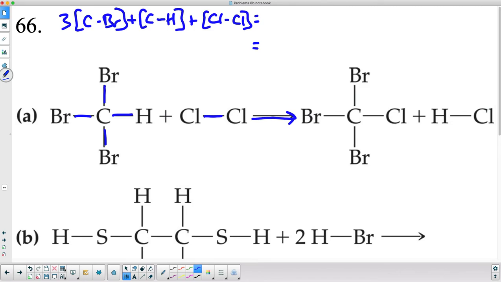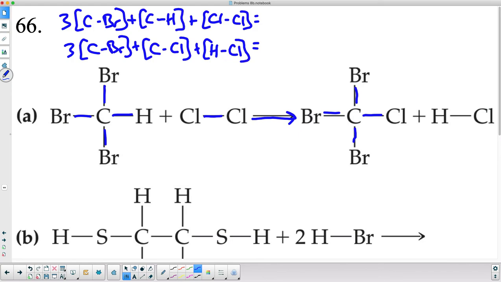After the arrow, I have, again, 3 C-Br bonds, plus a C-Cl bond, plus an H-Cl bond, just one of those also. So I add these up as I go, and then I simply subtract the two of them, and that gives me my answer in kilojoules per mole.